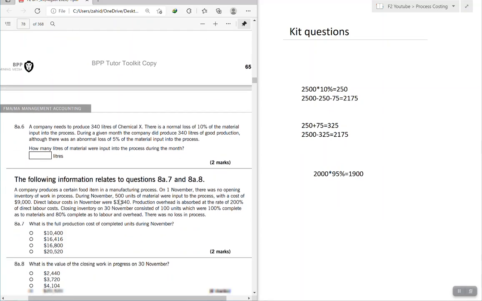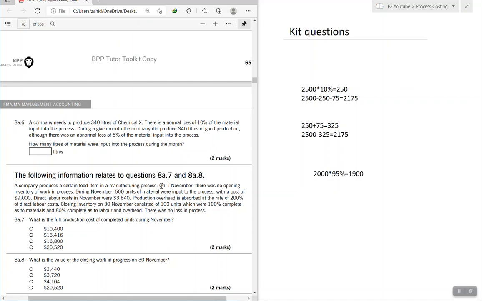Next, how many liters of material were input into the process during the month? A company needs to produce 340 liters of chemical X. There is normal loss of 10% of the material input into the process. During a given month, the company did produce 340 liters of good production, although there was abnormal loss of 5% of the material input into the process. So they have given us the output, the normal loss and the abnormal loss. They have asked us to find the input. Output is given, so we need to find input.